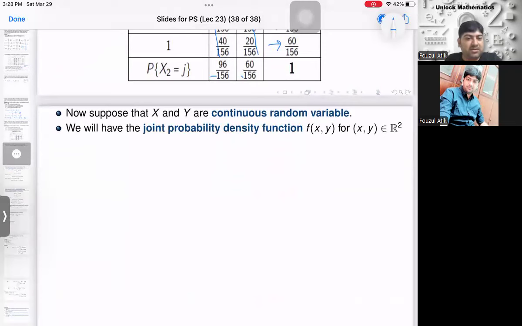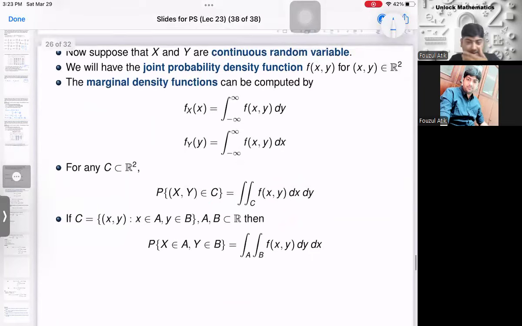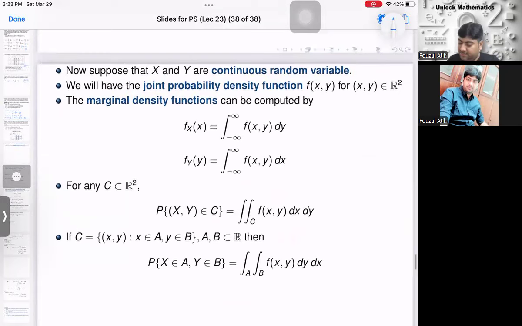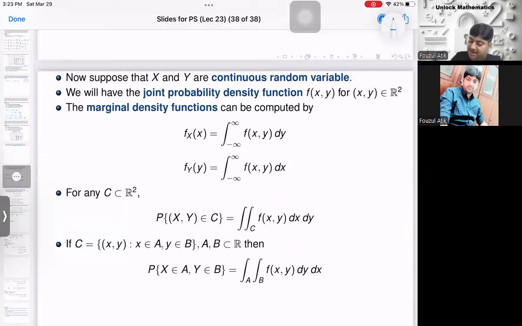In the case of a continuous type, we will not have a probability mass function, but we'll have a probability density function, f(x,y), and with that we can calculate the probability in this way. The marginal probability also we can do. So f(x,y) is the joint probability density function.